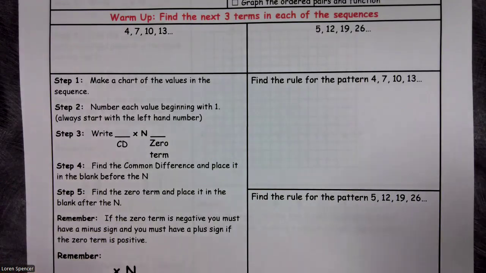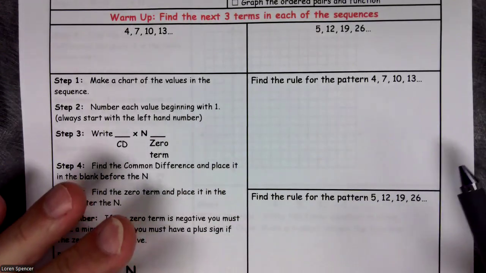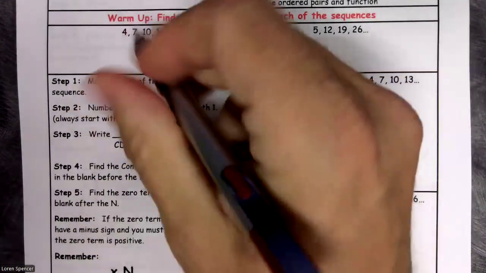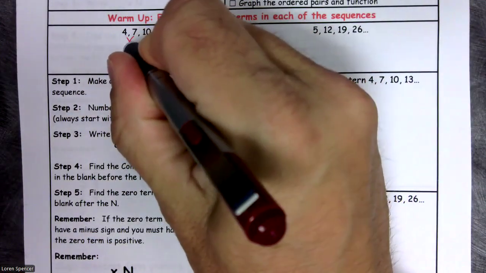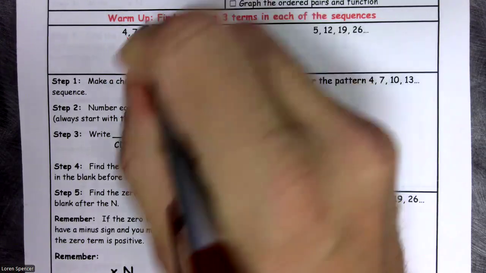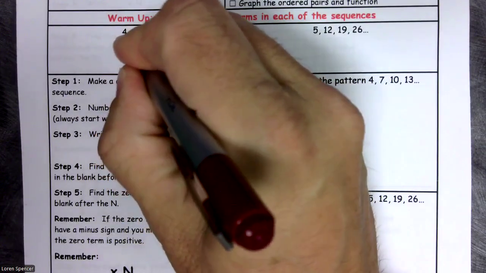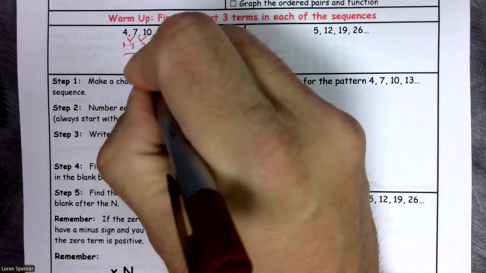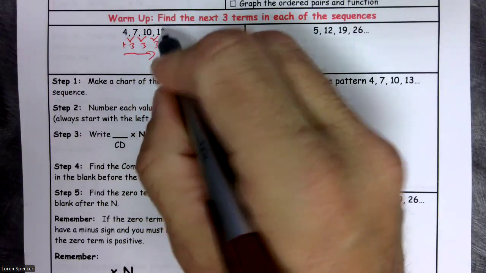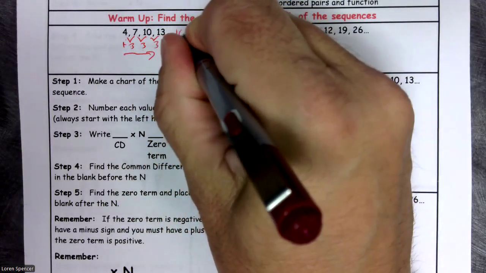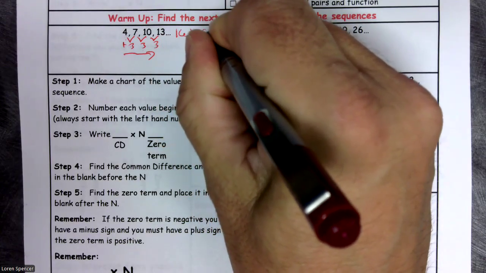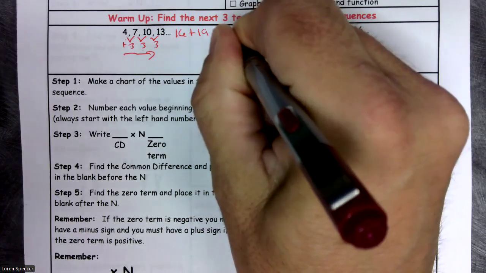So our warm-up says find the next three terms in each of the sequences, and we have 4, 7, 10, and 13. When I look at this sequence, it's changing by 3. So it's going up by 3. It's a plus 3 as we move in this direction. So 4 plus 3 is 7. 7 plus 3 is 10. 10 plus 3 is 13. So the next one would be 16. When I add 3 to 16, I get 19. Add 3 more, and I get 22.